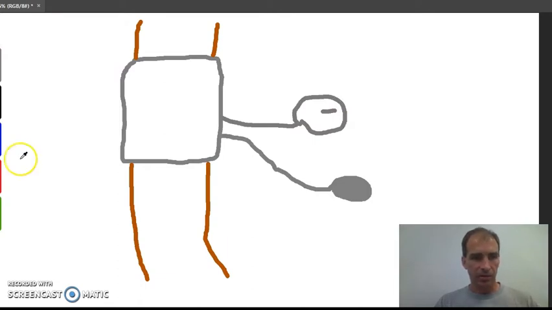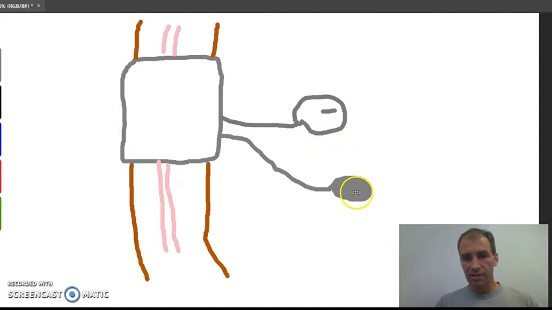And let me draw a blood vessel here just to kind of get us situated, because again, we have blood going through. Okay. Now, if we were to constrict this valve here, and actually, let's start with loosening.